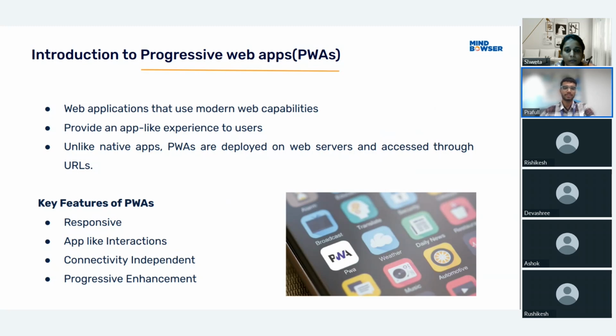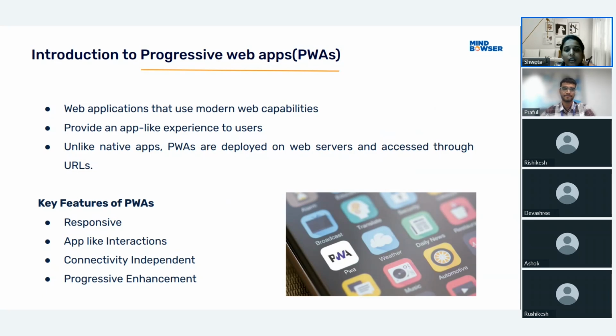Now let's dive into some of the key features of PWAs that set them apart. I will now hand it over to Shweta. First up we have responsiveness. So PWA adapts seamlessly to different device screens, be it desktop, tablets, or smartphone. This ensures a consistent and optimal user experience across the various devices and screen sizes using flexible layout, images, and CSS media queries.